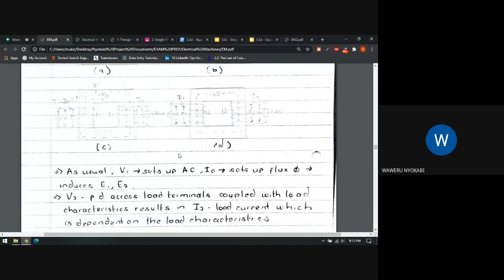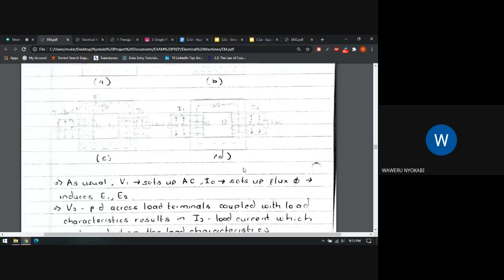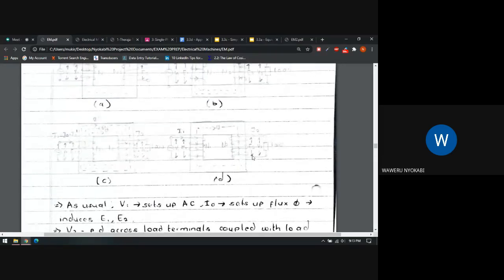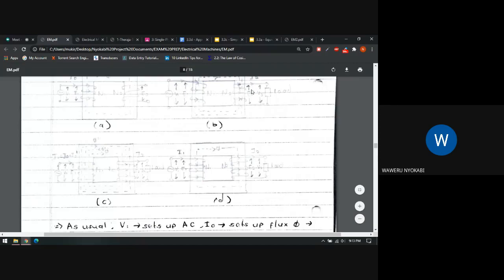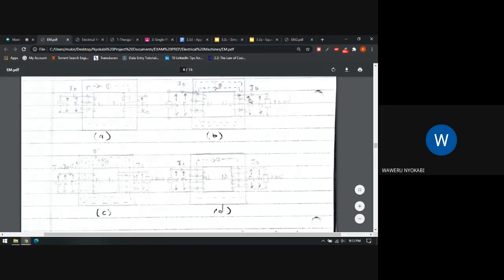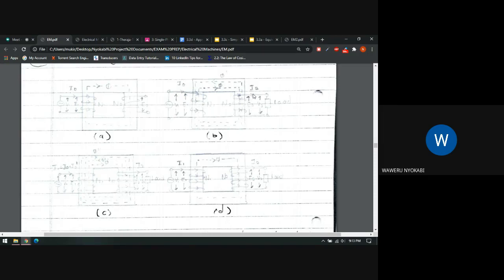Because of the load characteristics, there's now a current I2 being set up. This is the current in question. When I was going through this, I was confused about the direction of I2. I assumed it would go the other way, but in case someone else is confused, the reason I2 is in this direction is that we first had the induced EMF E2, and then because there's a load, it draws current, so that's why it's in this direction.